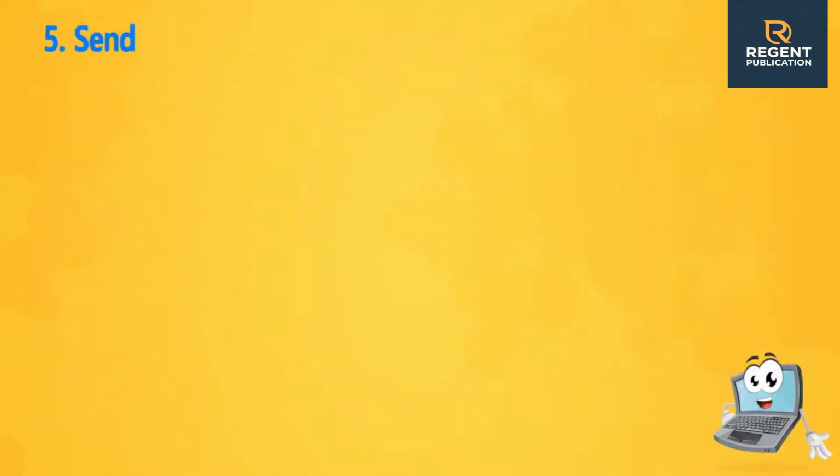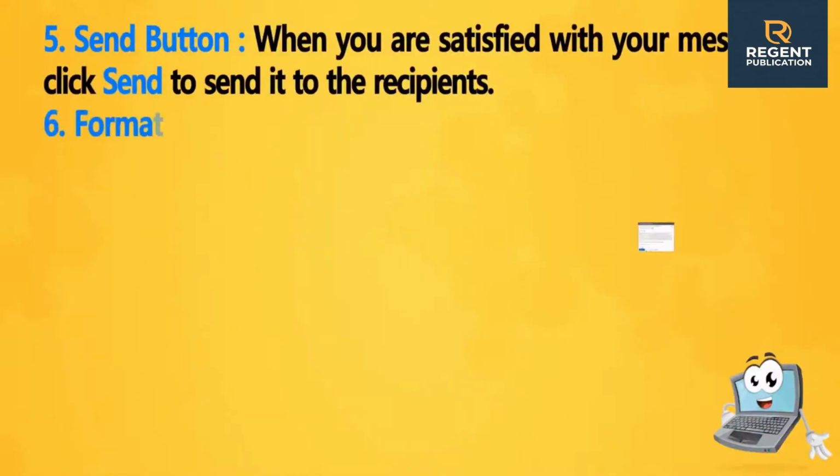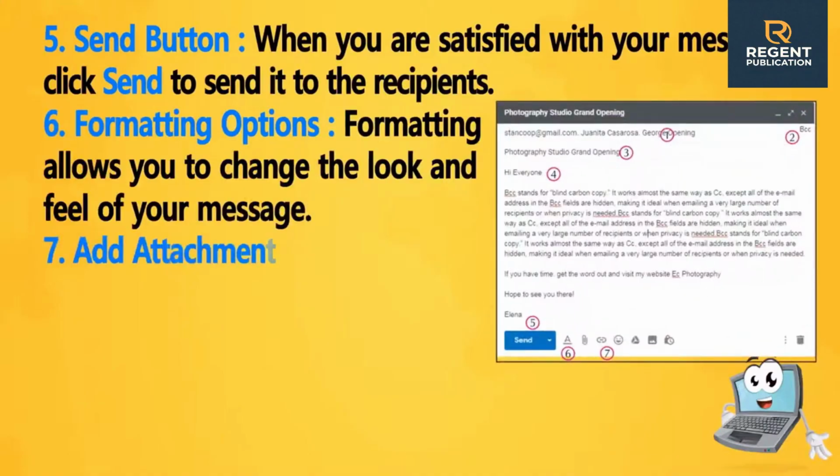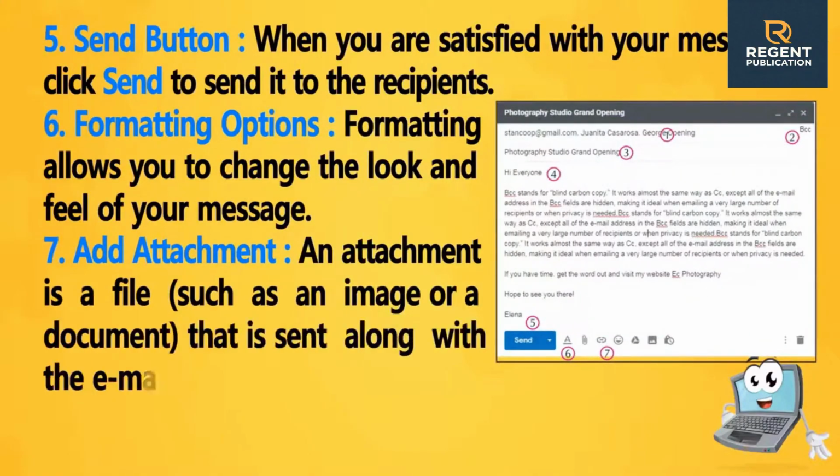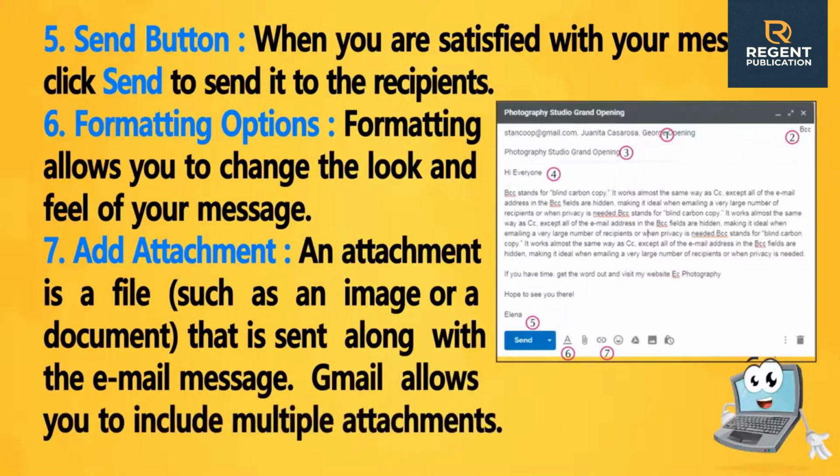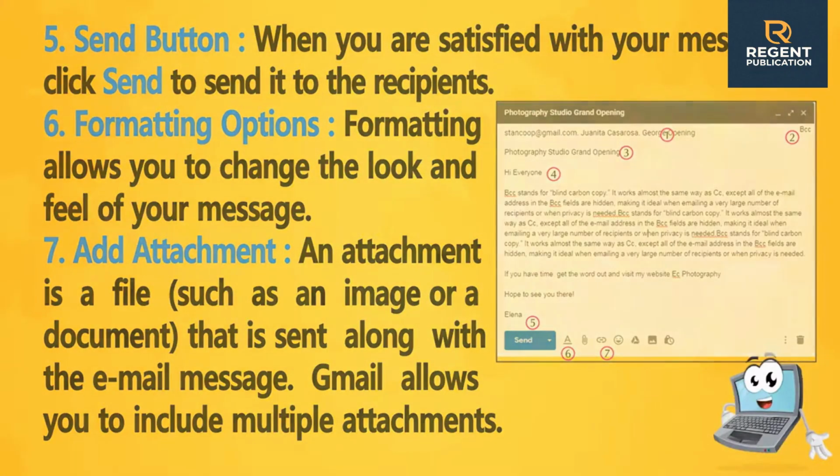Send button. When you are satisfied with your message, click Send to send it to the recipients. Formatting options. Formatting allows you to change the look and feel of your message. Add attachment. An attachment is a file such as an image or a document that is sent along with the email message. Gmail allows you to include multiple attachments.